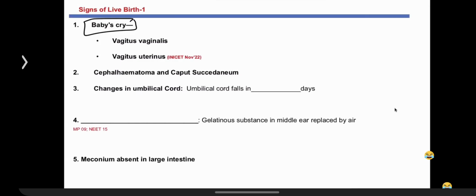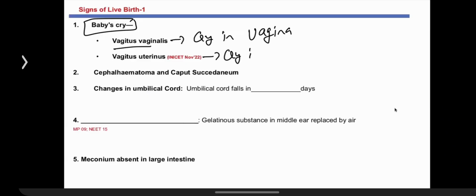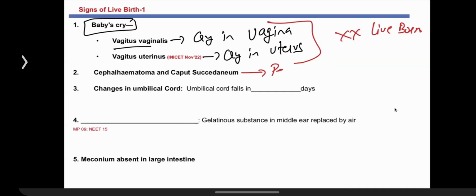But a rare condition can occur where the baby cries even before being born, like vagitus vaginalis. Here, the baby cries in the vagina. Vagitus uterinus, baby cries in the uterus. So these two are not signs of live birth. Normally the cry of the baby is a sign of live birth, but if the baby cries before being born, that is not a sign of live birth. This will be studied in PEDS, a very important topic.